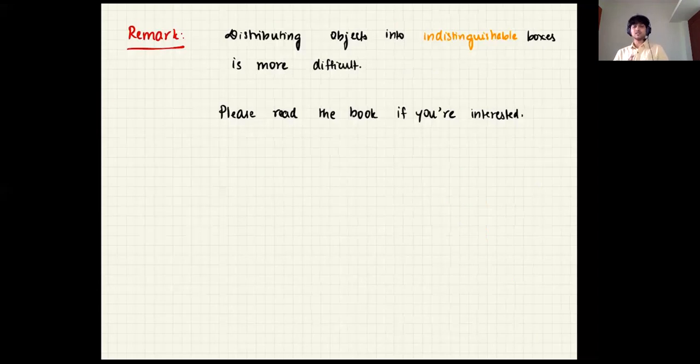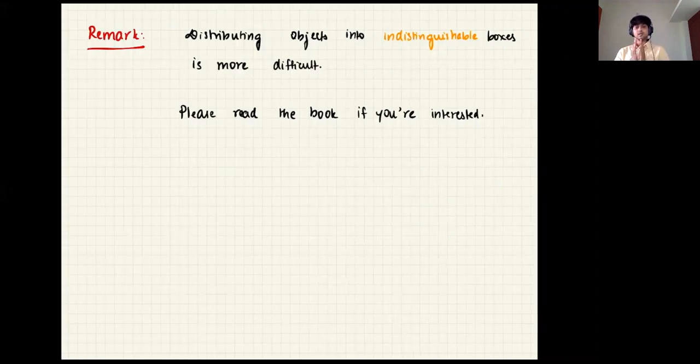So far we have seen two things: distributing different objects to different boxes, and distributing identical objects to different boxes. Now the natural question is, what about distributing objects into identical boxes? So this I'm not going to do. You can read the book if you are interested. For the moment, just assume that we will consider distributions where boxes are distinguishable.